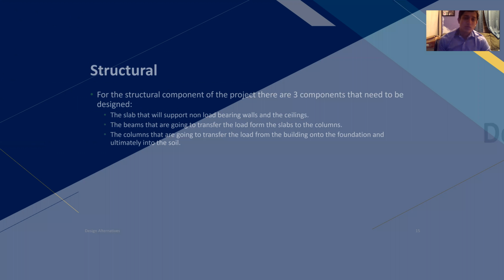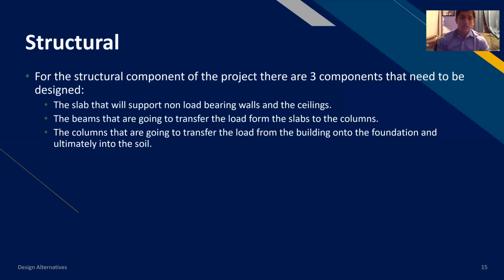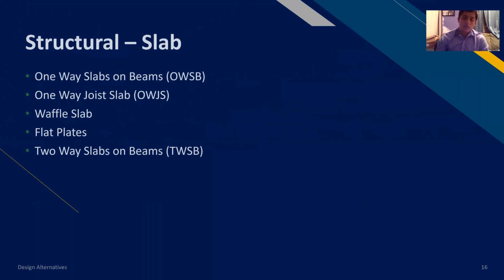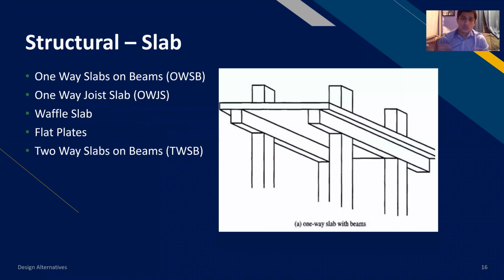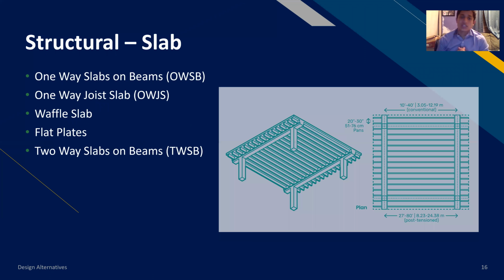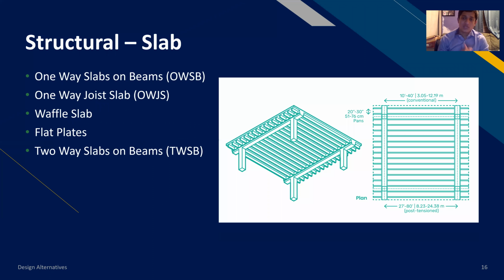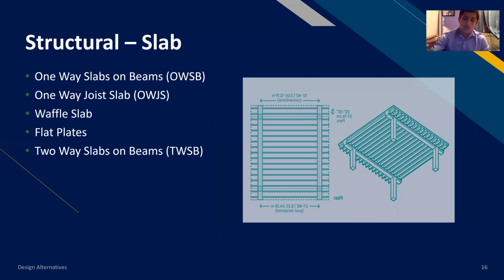For the structural component, there are three main components that come into the structural, which are the slabs that support the weight of the walls and the ceilings, and the beams and the columns. For the slabs, there are one-way slabs on beams, which are only supported on one or two different sides by beams. One-way joist slabs are supported by a multitude of rigid beams under the existing slab, and this is one of the most commonly used ones in offices.